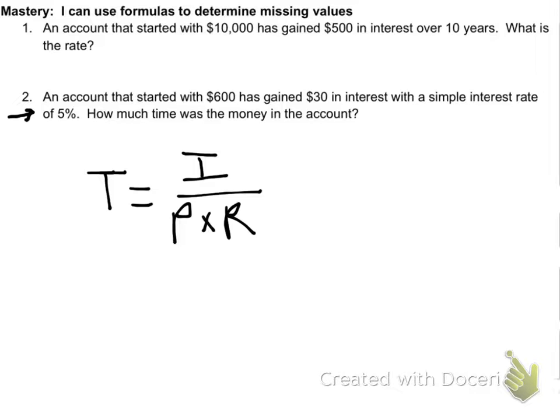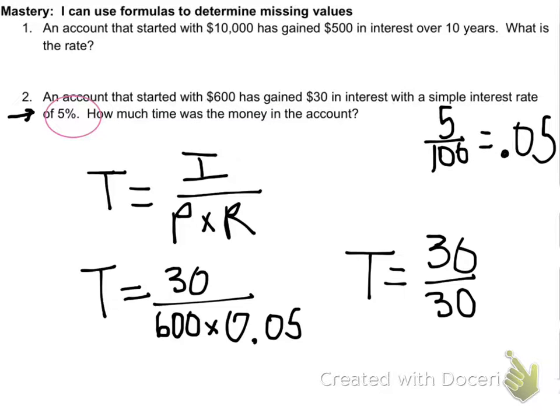If you're sneaking a peek, hopefully this is the formula that you started off with. So go ahead and plug in your interest, your principal, and your rate. Remember with rate, this is still true: we've got to turn that into a decimal. How do we turn a percent into a decimal? Take your percent, divide it by 100, and there you go. That's the decimal we're going to use.